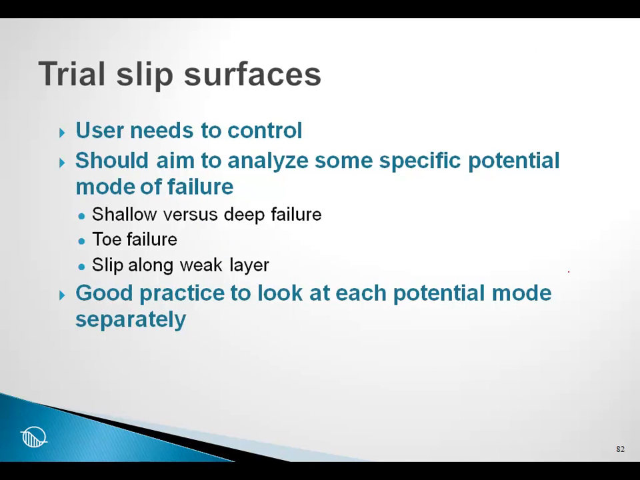Again, you, the user, need to control the position and shape of the trial slip surfaces. When you define trial slip surfaces, you should aim to analyze some specific potential mode of failure, for example, a shallow versus a deep failure, or a toe failure, or slip along a weak layer. It is good practice to look at each potential mode of failure separately.